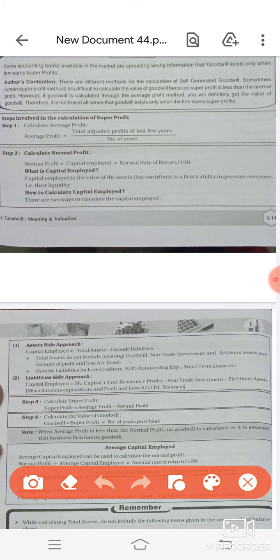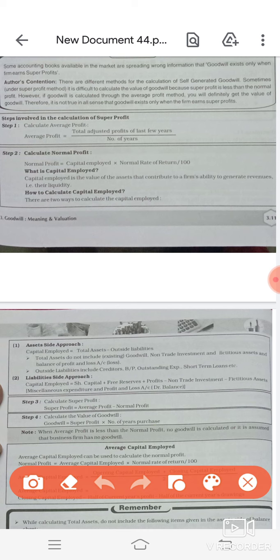Okay, and for that we have to know the average profit. See step 1: total adjusted profit of the last few years. After adjusting some of the items, we have to find the total profit. That is called the total adjusted profit, because we are adjusting some of the items in each and every year, as per the information. So total adjusted profit divided by number of years is the average profit.